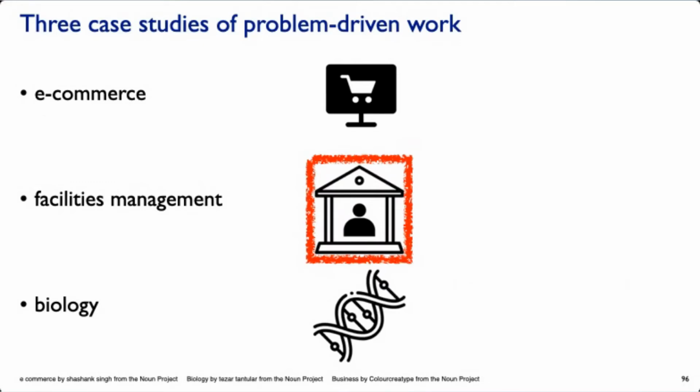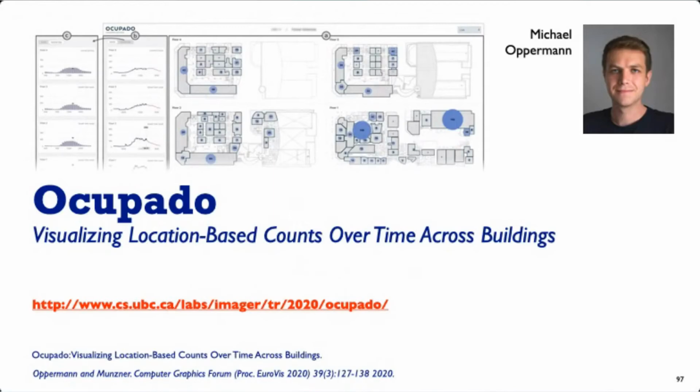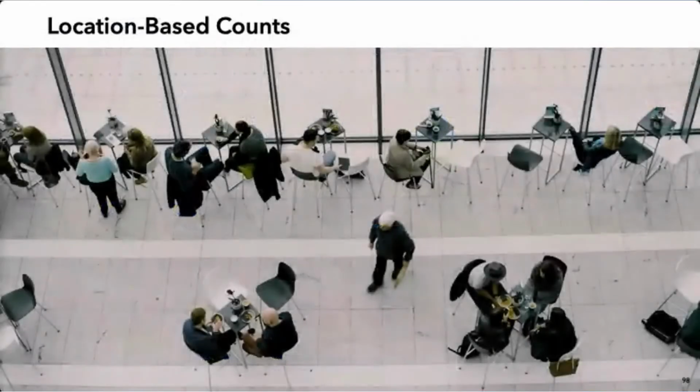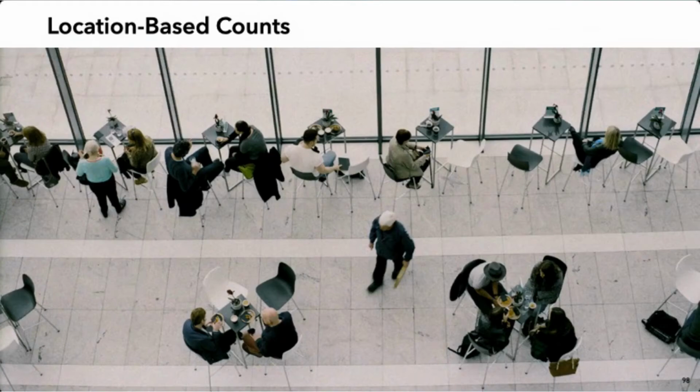Now let's completely jump to a different domain and take a look at facilities management. So what can we learn from that? This is a paper with Michael Opperman, who just recently got his PhD last week and wrapped up and will be returning to Europe, to Vienna, in just a small number of days. So as part of his PhD, he worked on a project called Occupado, which was visualizing location-based counts over time across buildings. This was also presented at Euroviz.